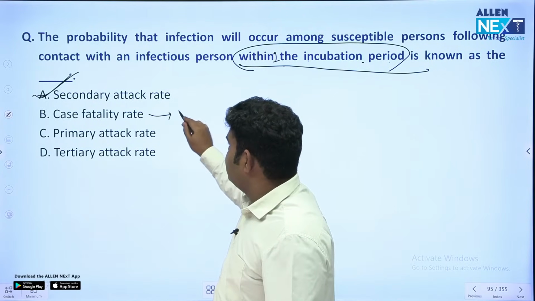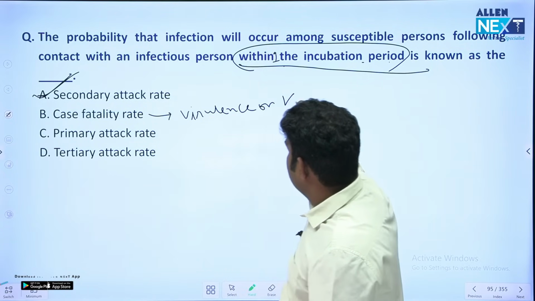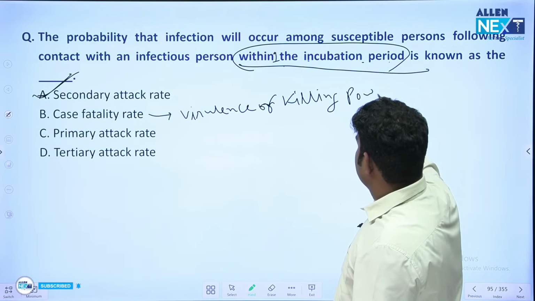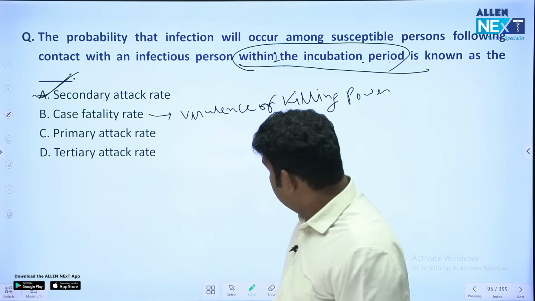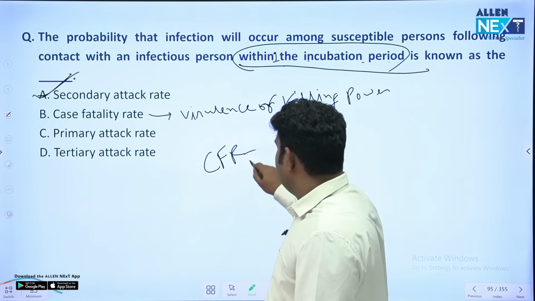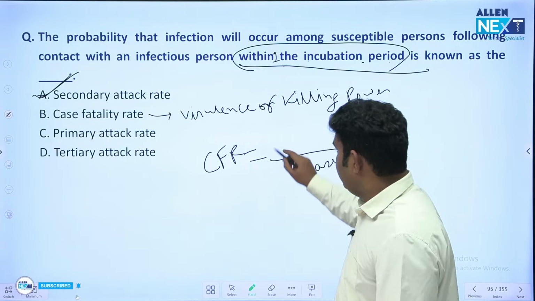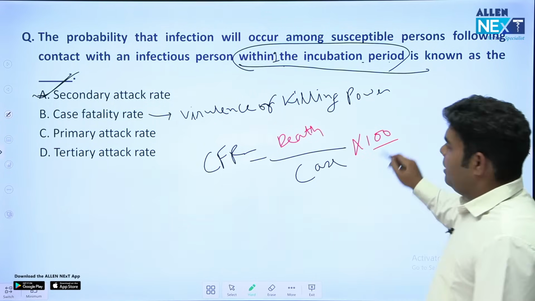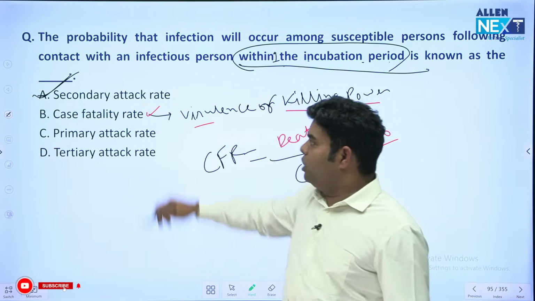Case fatality rate tells us virulence or killing power, how dangerous the disease is. That is what case fatality rate tells us. Like they have asked, what is the case fatality rate of rabies? 100%. So case fatality rate simply means that out of total cases, how many deaths due to that disease occur, multiplied by 100, and it tells virulence or killing power. Very commonly asked. Do remember it.